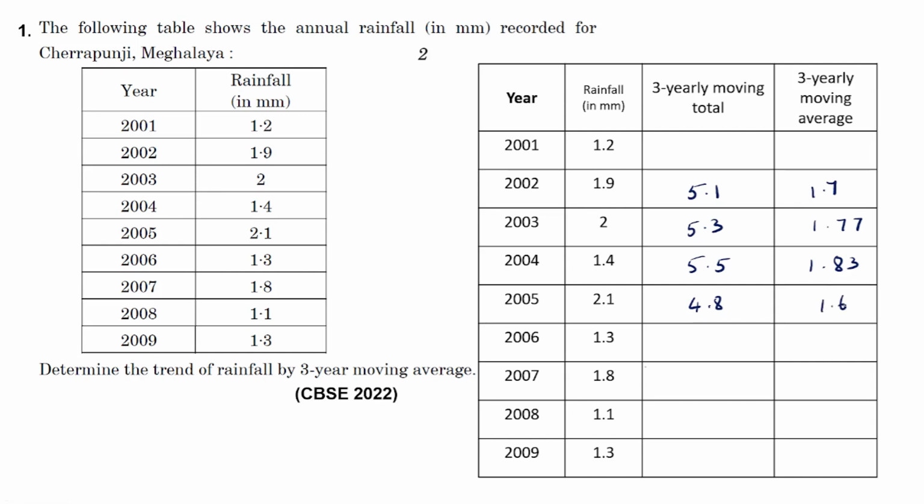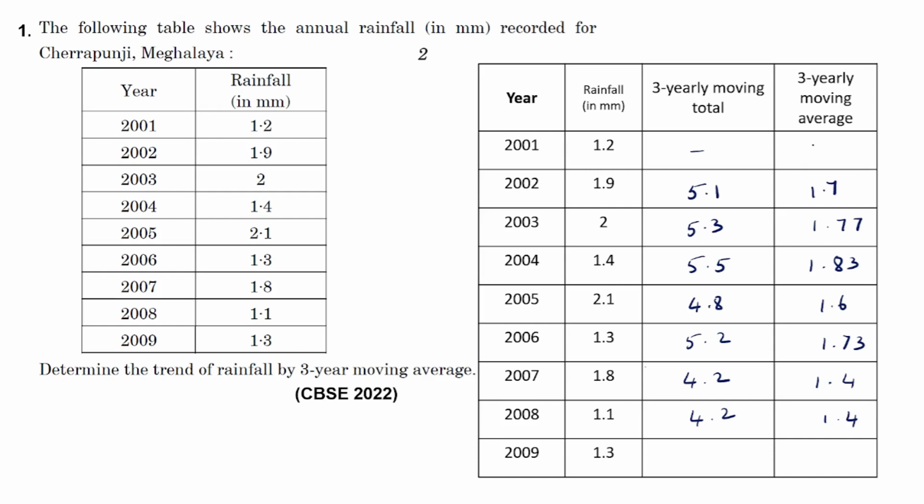It is 1.6. And then we have for 2006, 2.1 plus 1.3 plus 1.8. All these add up to 5.2. 5.2 divided by 3 is 1.73. And then here we have 1.3 plus 1.8 plus 1.1, which is 4.2. 4.2 divided by 3 is 1.4. And here we have 1.8 plus 1.1 plus 1.3, which is again 4.2. Divided by 3 is 1.4.